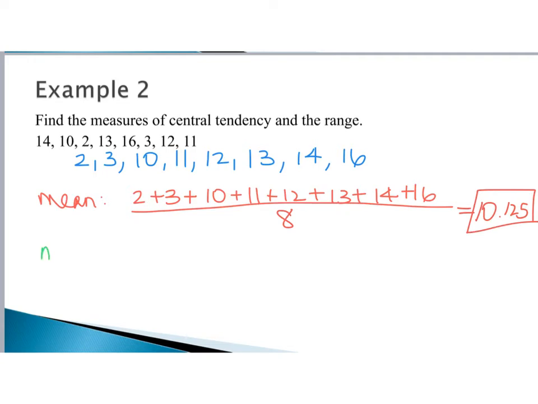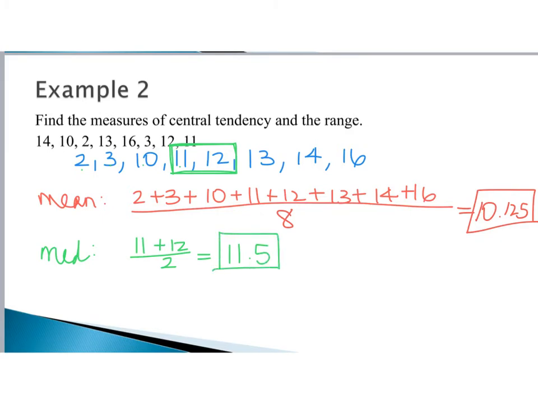Then our median, remember your median is the middle number. So we have 8 terms. So I have 1, 2, 3, 4. Because I have 8 terms, I really have 2 middle numbers, so I have to average the 2 middle numbers. So I'm going to go 11 plus 12 divided by 2 because I have 2 terms. And this is going to give me 11.5 for a median.